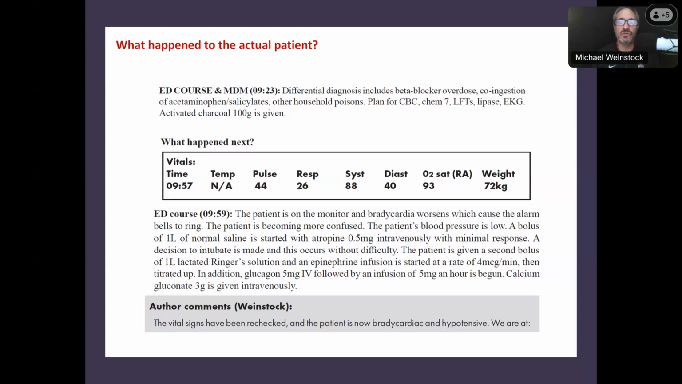Patient on the monitor is worse and caused the alarm bells to ring. He's becoming more confused. Blood pressure is low. They gave normal saline, some atropine, which didn't really do a whole lot. And they did decide to intubate the patient at this time, which they did without any difficulty. He's given a second bolus of fluid. An epinephrine infusion is started at 4 mics per minute. And then he also got glucagon. So in just a second, we'll go to the chat there and why glucagon isn't available. But before we do that, let's dig right in here, as well as he got 3 grams of calcium gluconate, 3 grams given IV.